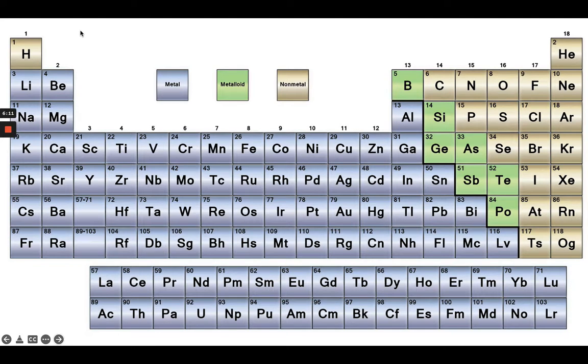It only has one proton and one electron, so it sometimes has some reactive characteristics of group 1, but mostly has reactive characteristics of group 17. So it is a nonmetal.